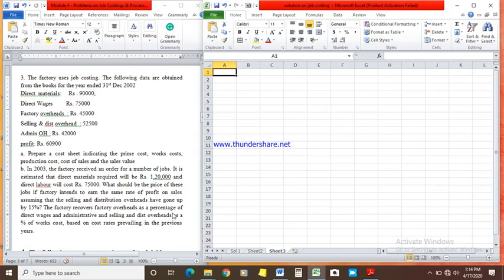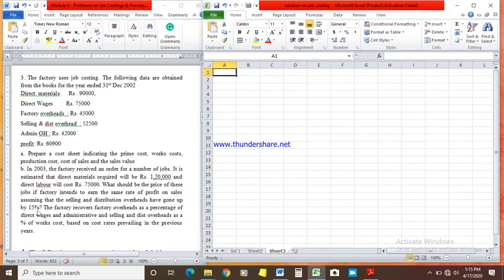So again, the first step is to prepare a job cost sheet for the previous year, that is 2002, calculate the percentage recovery of these different overheads, and then prepare a job cost sheet for 2003. But what is the difference between the previous problem and this problem? In the previous problem, we just computed the percentage recovery of overheads and calculated the cost of rendering that particular job. In this problem, no doubt we are going to calculate the percentage recovery of the overheads, but one of the overheads has increased by 15%, point number one.